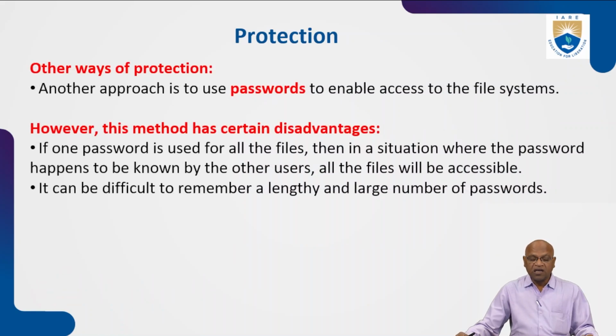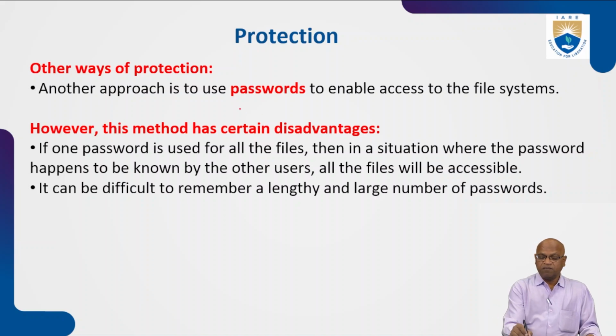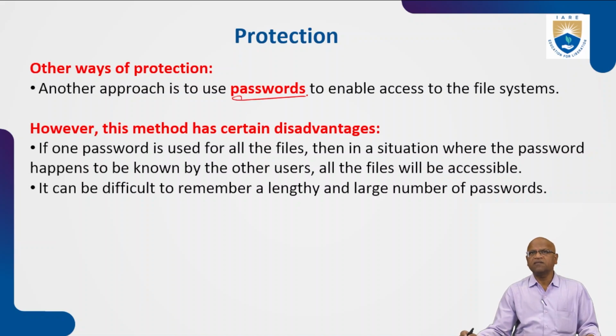So protection. Another approach of protection is to use a password to enable access to the file system. So whenever the file is created, we provide the protection to that file. Others cannot open that file. By providing the password to the file, we don't give access to the other people. Other people, without knowing the password, cannot open the file. That's called the password system. In the password system, only the owner can open the file. That is password. However, this method has certain disadvantages.